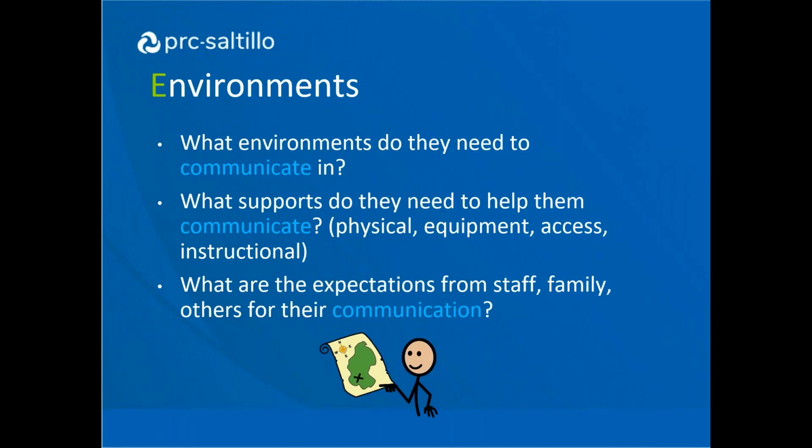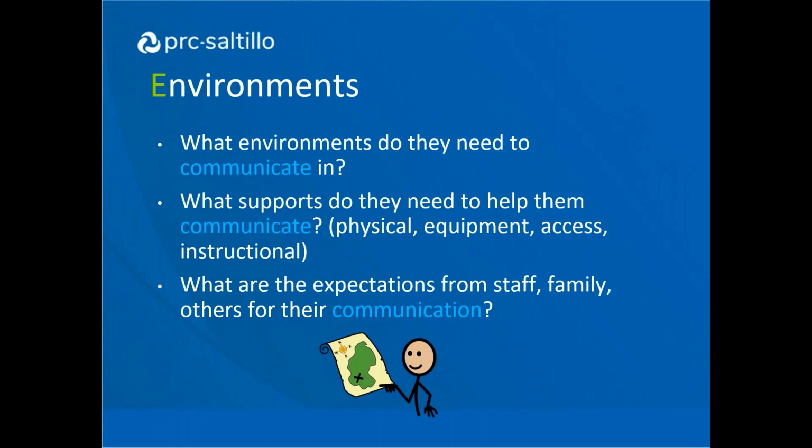All right, so for the environments, we're really thinking about what environments does the individual need to communicate in? What supports do they need to help them communicate, whether these are physical supports, equipment supports, instructional supports, and what are the expectations from the family and the people around them or for others in their community? So for the environment, we really need to be thinking about two main things. I think about the places that they currently go outside of their home and school.